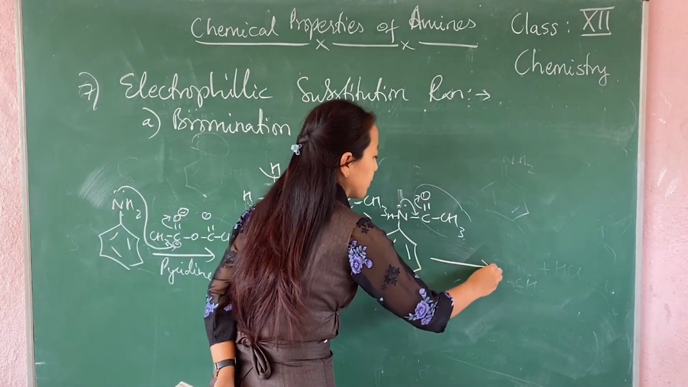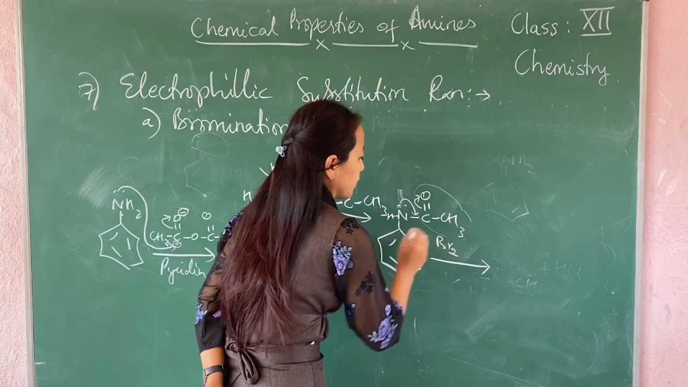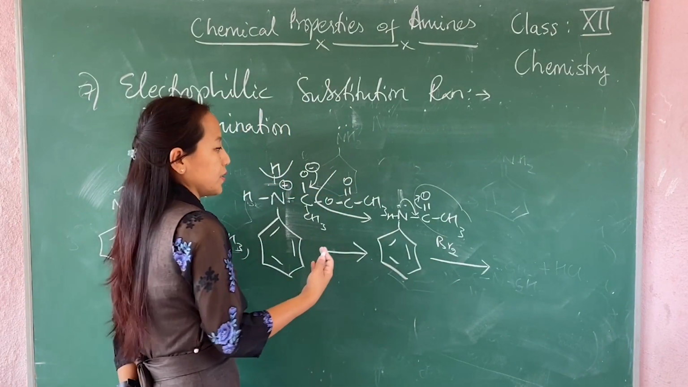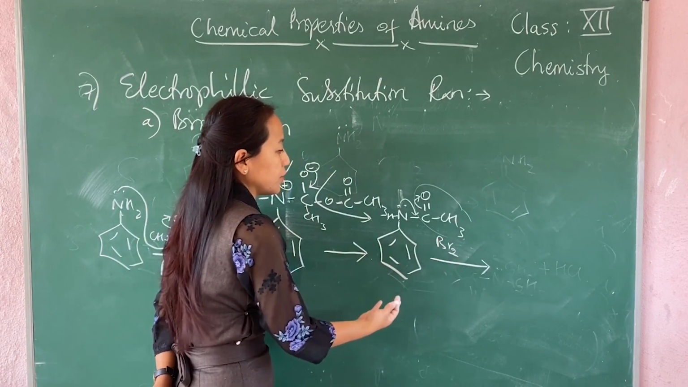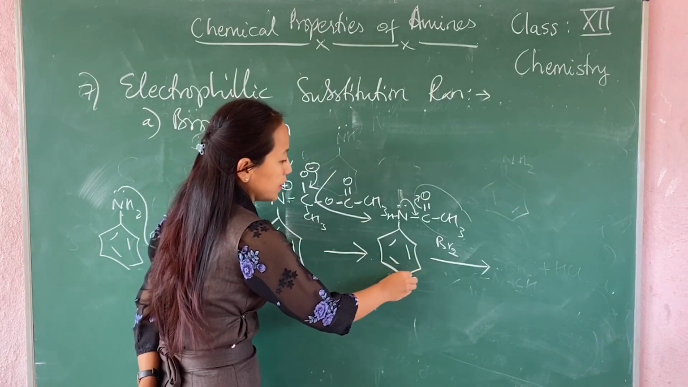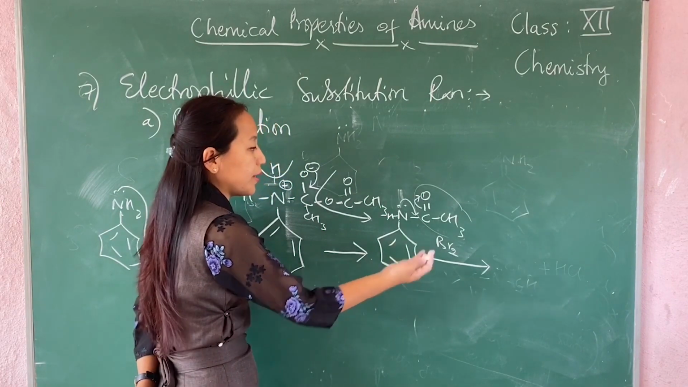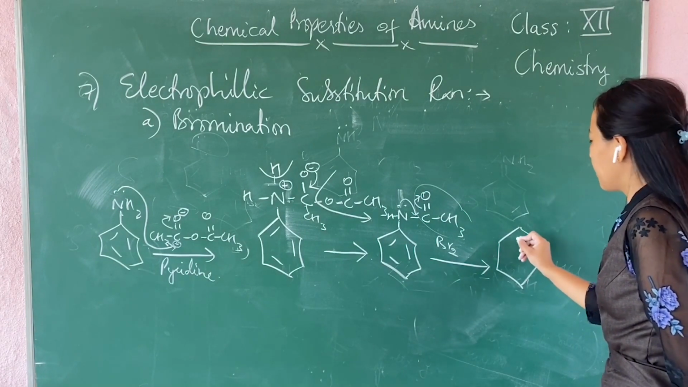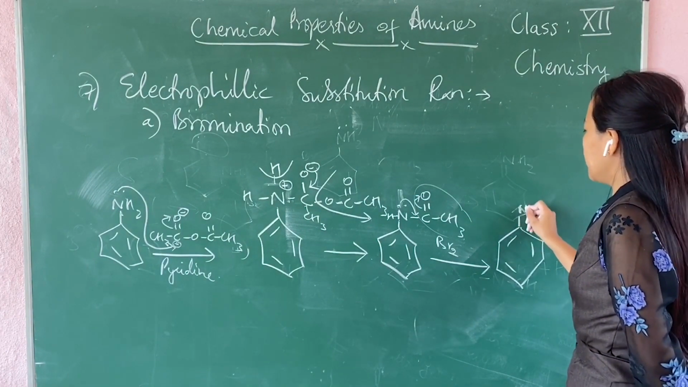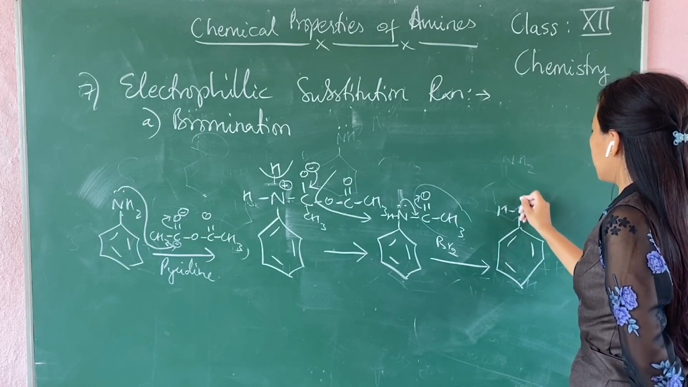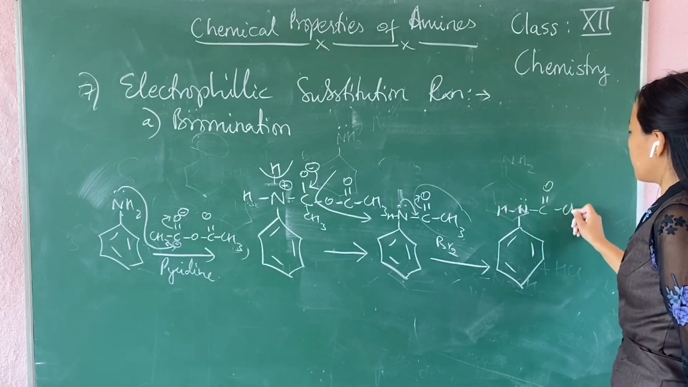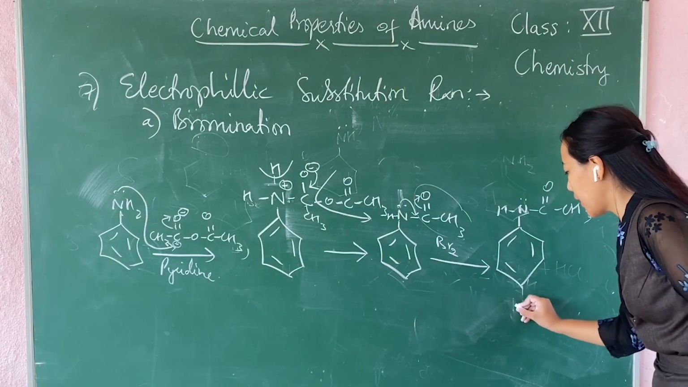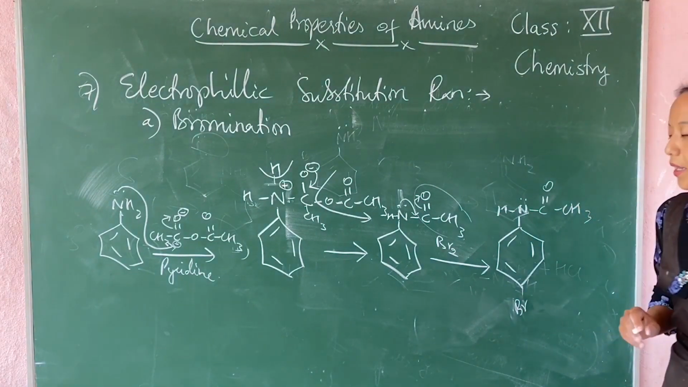So when you treat this compound with bromine water, mono-substitution takes place. In this case, you will get a compound in which bromine will attack only the fourth carbon atom, that is, the para product will be formed. So you are going to get a mono-substituted compound, NH, and then you have your C double bond O, CH3, and a bromine on the fourth carbon atom, that is the para carbon atom.